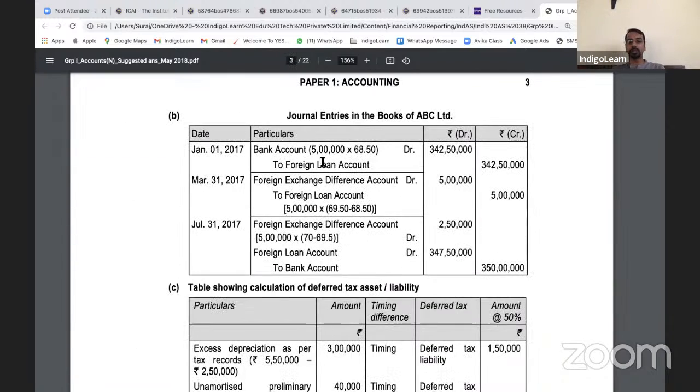Simple. Bank account restatement, whatever we have, first entry is for borrowing, second entry is for restatement, third entry is for settlement of the account. But here, please note, they have not passed an entry for transferring it to P&L. That also needs to be included. So this on 31st March, this restatement of 5 lakhs should be transferred to P&L as well. So you have to write that entry. They have not given, but you have to write that entry.